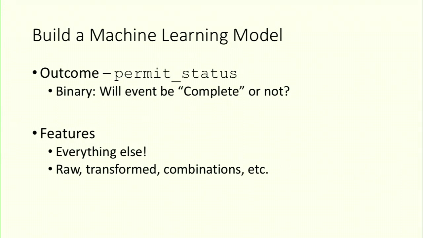So what are we going to do with this data? Well, let's build a machine learning model. Since this talk is mostly about the feature engineering part, I'll just use a very simple model. We'll predict the binary outcome: is the permit status complete or not? So did the event actually happen, or did it get canceled or put on hold for some reason? And for features, we can use any of the other columns. We can use them directly, apply various transformations, or maybe even use combinations, such as the start and end date together would tell us the length of the event.